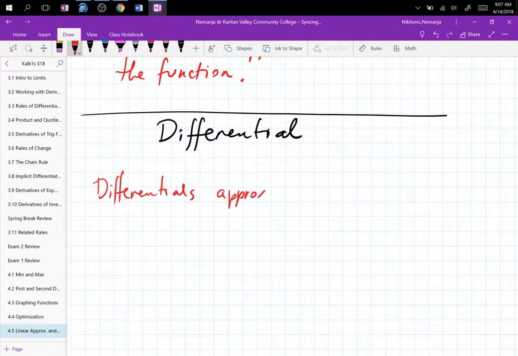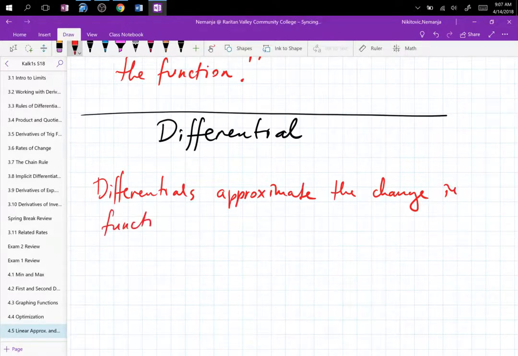approximate the change in function, let's say output or output value. So linearization approximates the output value. Differentials approximate the change in output value. So there's a difference between them.